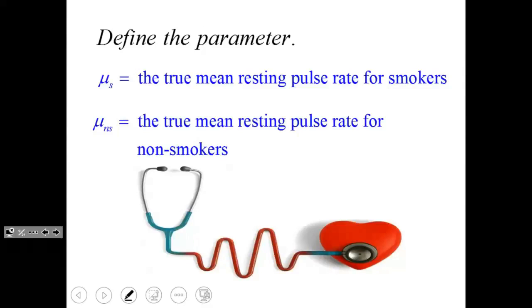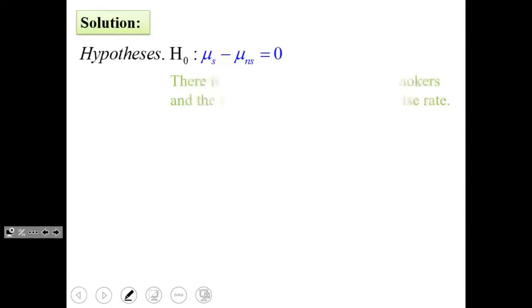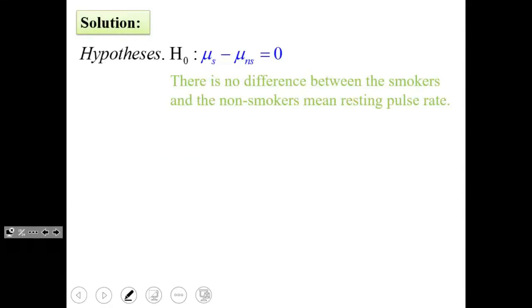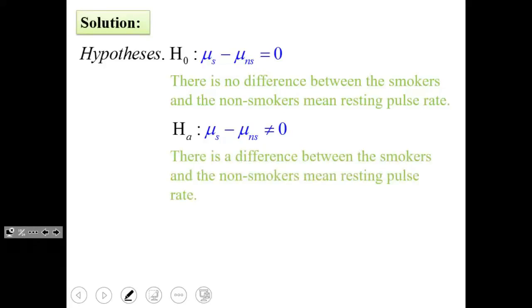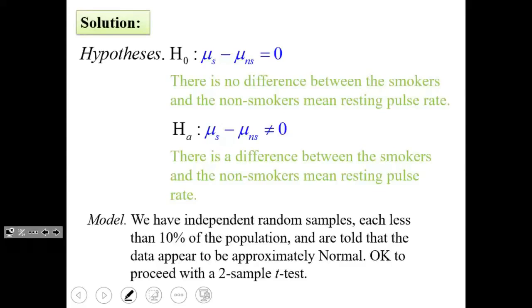Second step, my hypothesis. We said before, a null hypothesis is that there's no difference. Or, in words, there's no difference between the smokers and the non-smokers' mean resting pulse rate. My alternative, we said, is there proof of a difference? That's just, is there a difference? That's it. Mu-S minus mu-NS is not 0, or there is a difference between the smokers and non-smokers' mean resting pulse rate. That's what we want to prove.